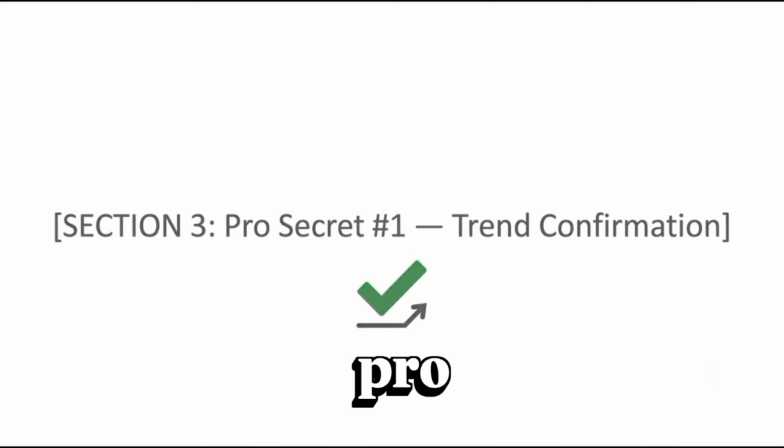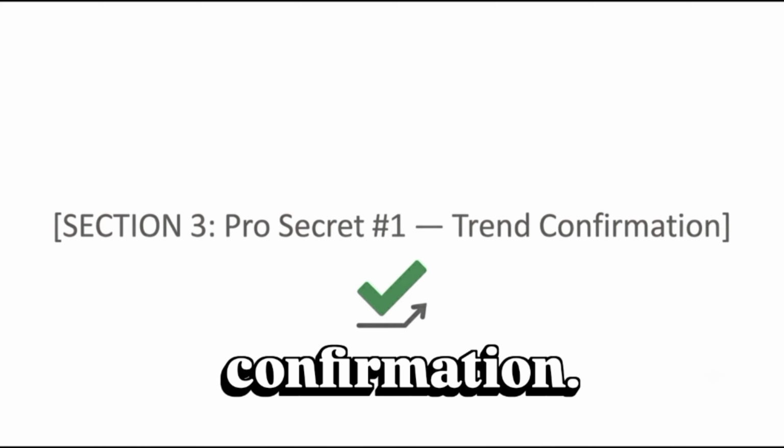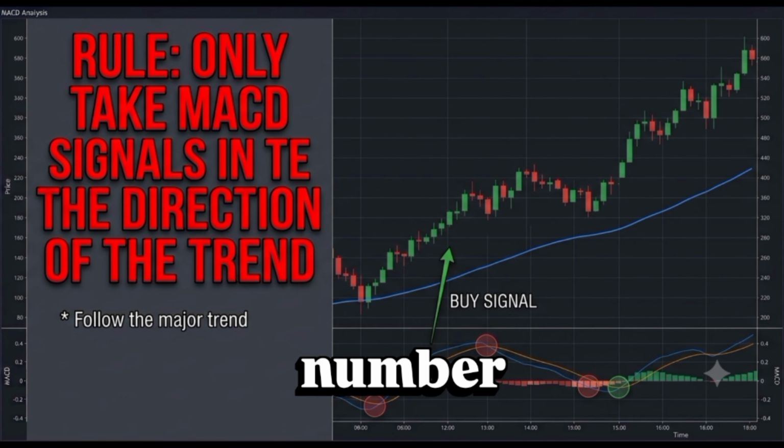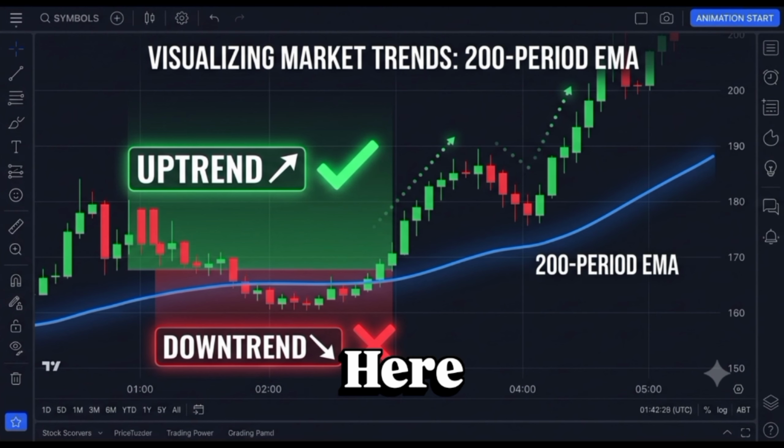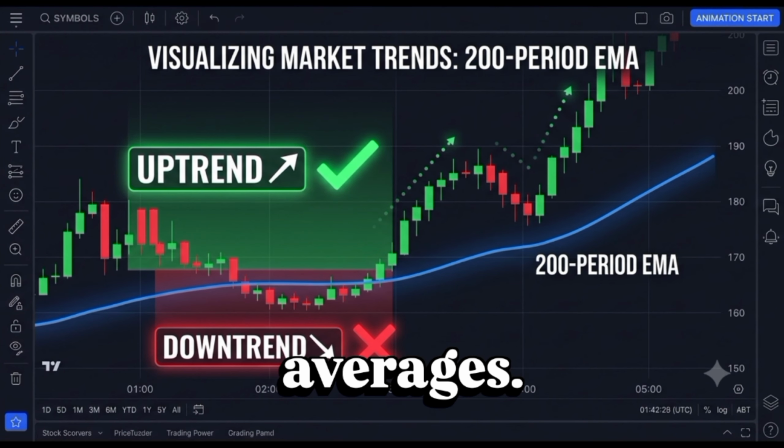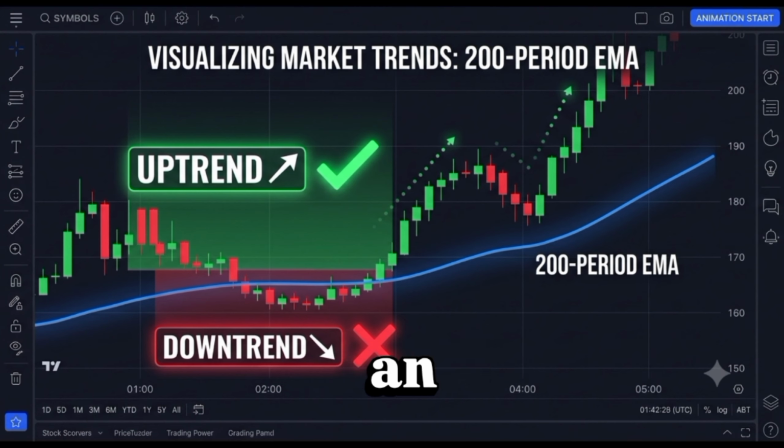Section 3. Pro secret number 1. Trend confirmation. Always confirm the trend first. Before you even look at MACD, identify the bigger picture. Here's my simple rule. If price is above the 200 exponential moving average, we're in an uptrend.